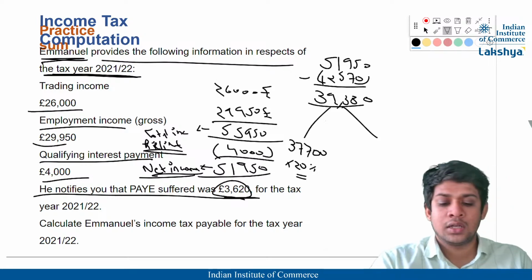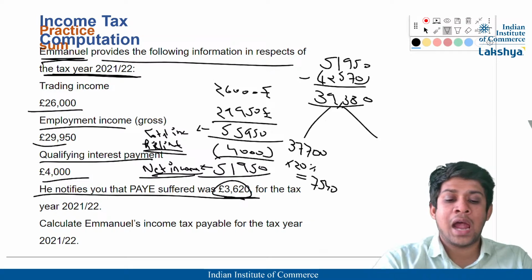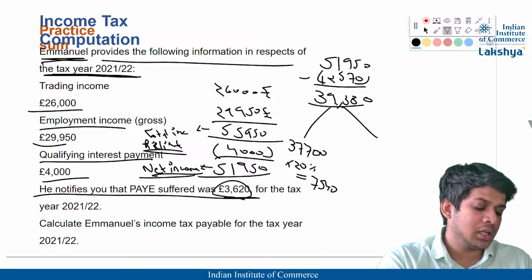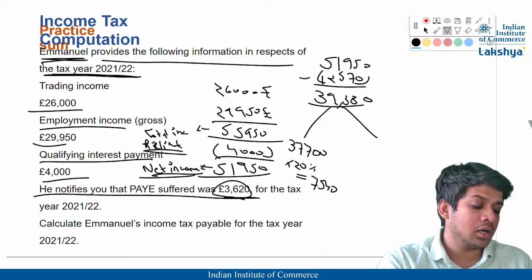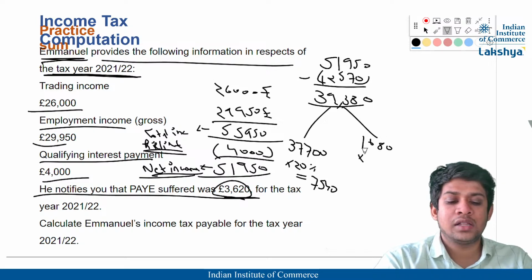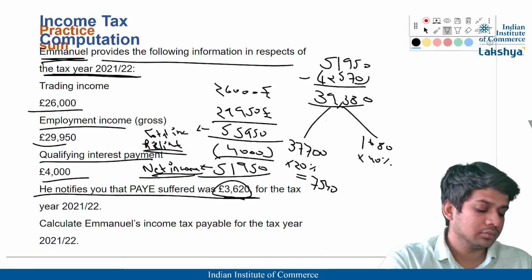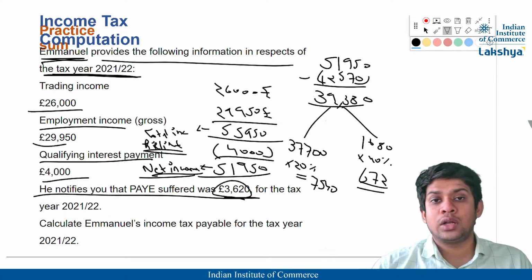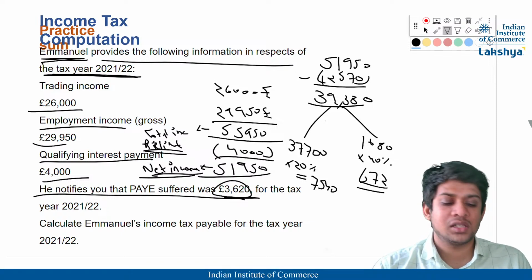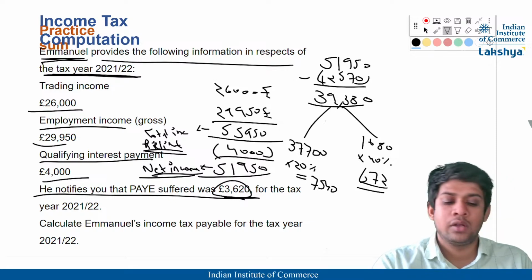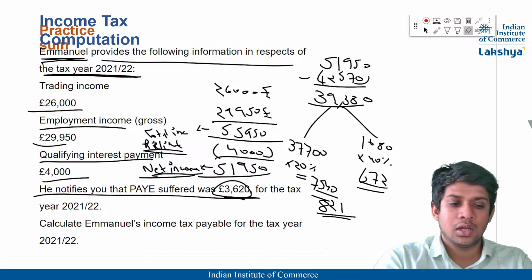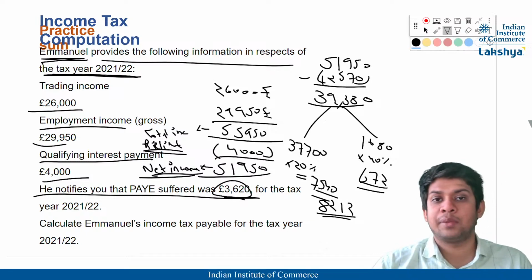37,700 into 20% is 7,540. On the amount above 37,700, that is 39,380 minus 37,700, which is 1,680, he'll have to pay 40% tax, which is 672. So his total income tax liability will be 7,540 plus 672, which gives a tax liability of 8,212.